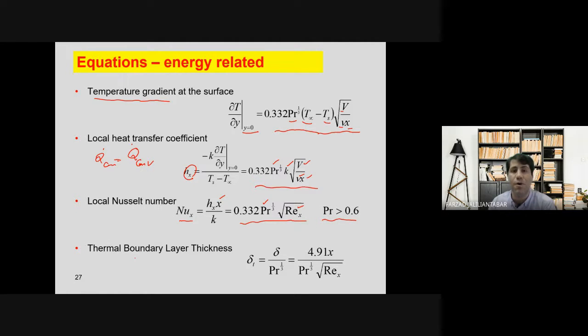And the thermal boundary layer thickness, or delta T, can be calculated from delta, the velocity boundary layer thickness, divided by Prandtl number power 1/3. Or if we substitute the delta value in this equation, it will be like this. So you can see this equation to calculate the energy related parameters.